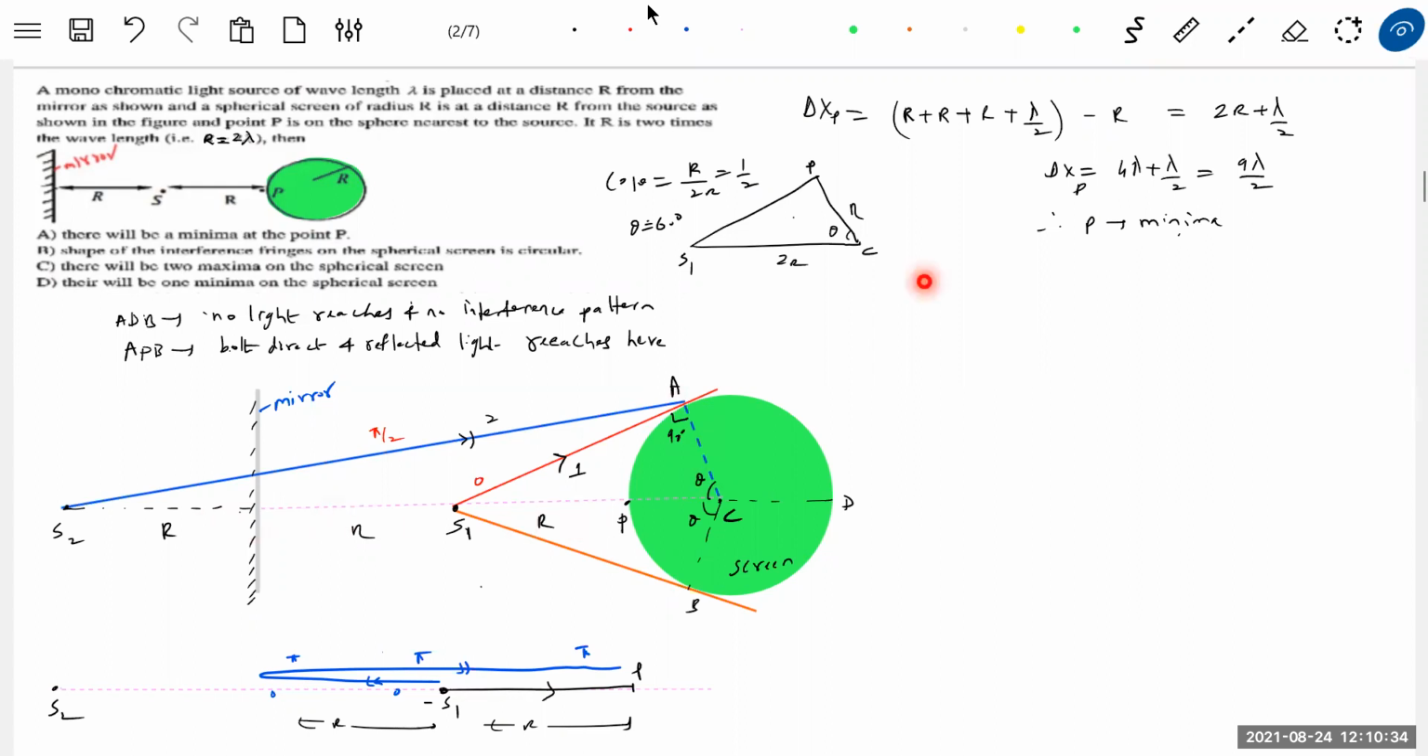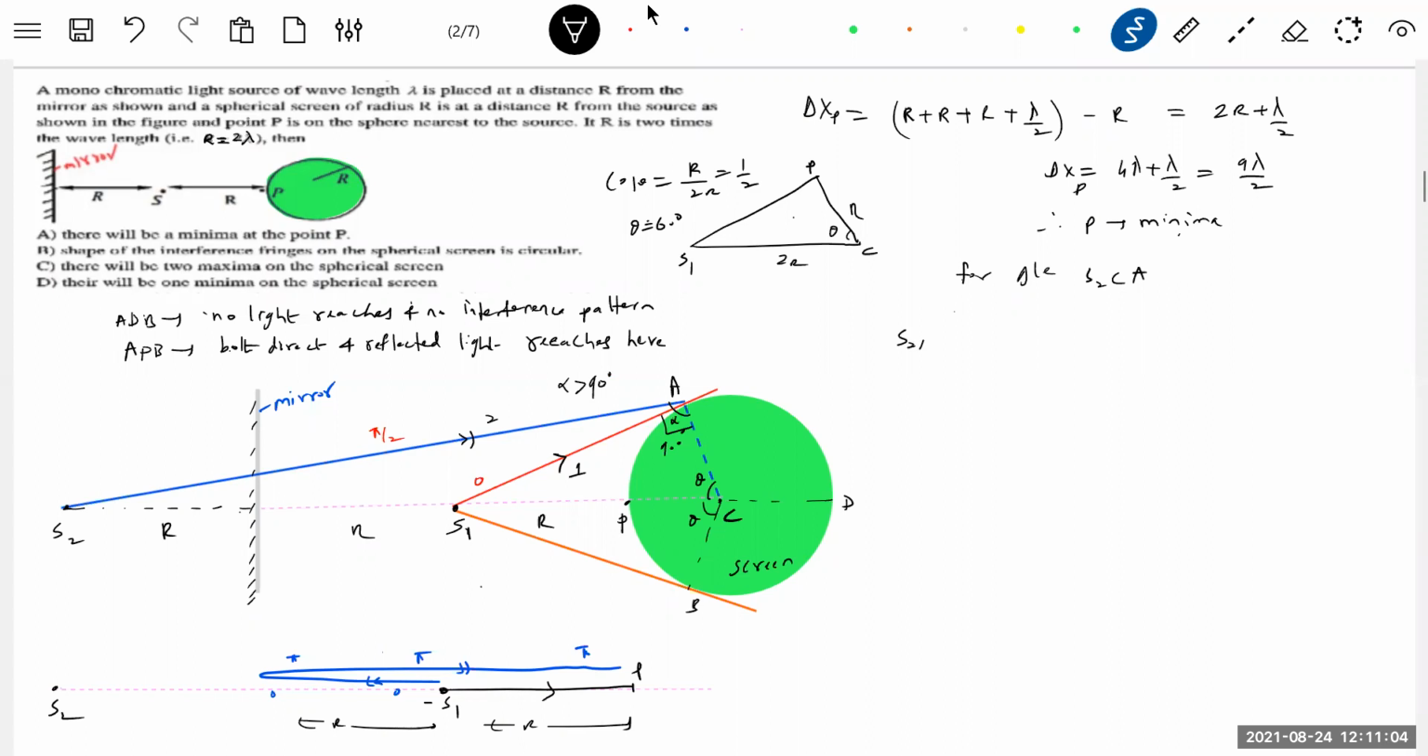So shall we use the cosine rule for the triangle? It's not a right angle triangle. For triangle S2CA, this angle will not be 90 degrees. This angle will be more than 90. So therefore, it's not a right angle triangle. So I'll go for the cosine rule.